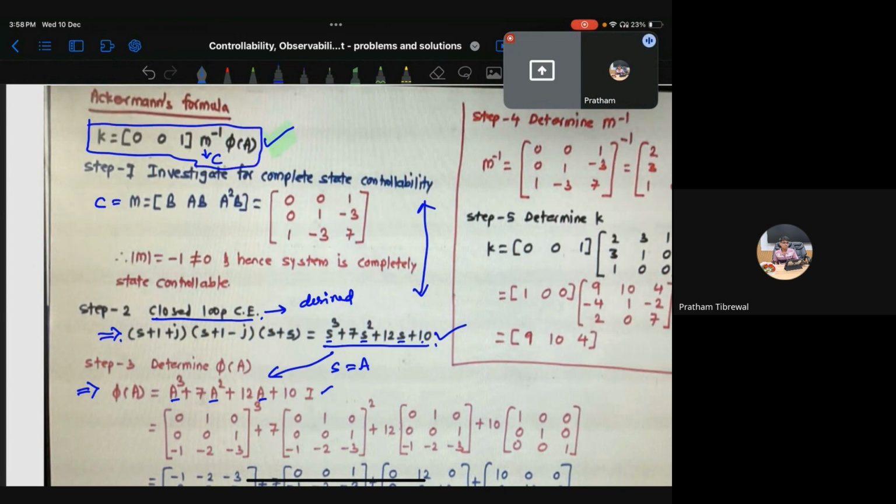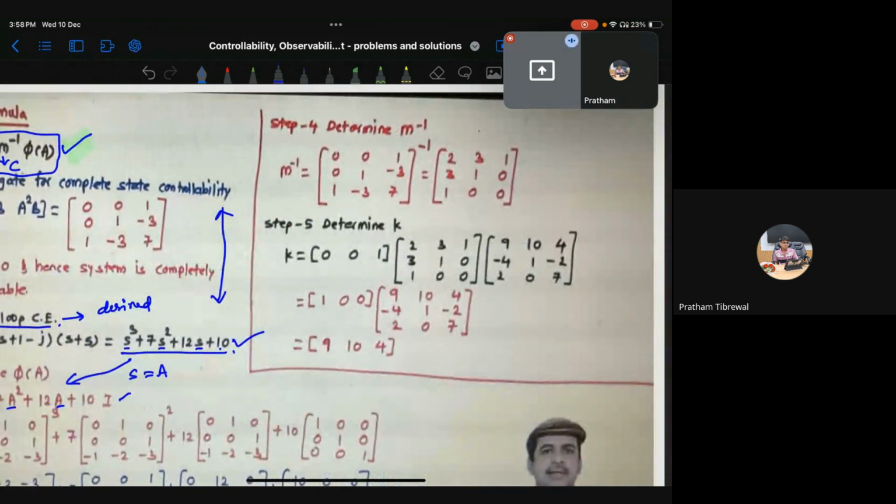Once we have phi of A, this is our formula for finding K: 0 0 1 C inverse phi of A. Substitute in that. Find the C inverse. This is C inverse. So you'll get K as 0 0 1 C inverse phi of A.